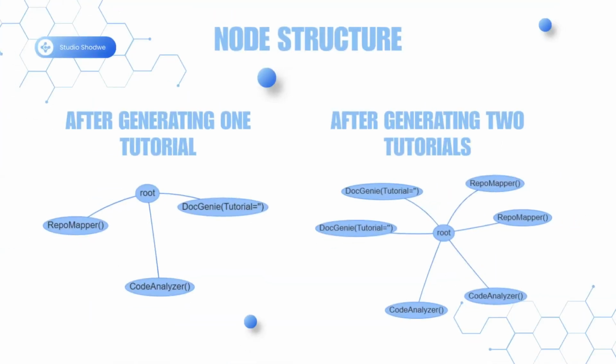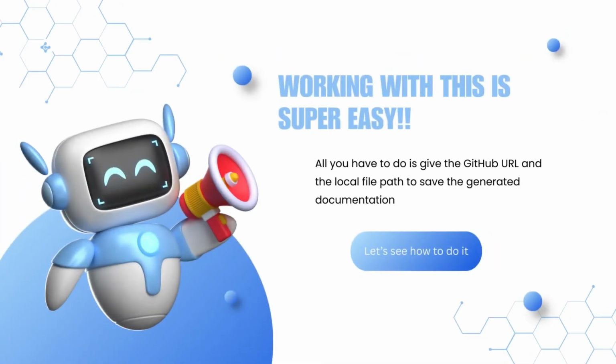This shows how the nodes are connected to the root while a tutorial is generating. This is how it looks when the second tutorial is generating after the first tutorial is generated. Without further delay, let's see how it works.